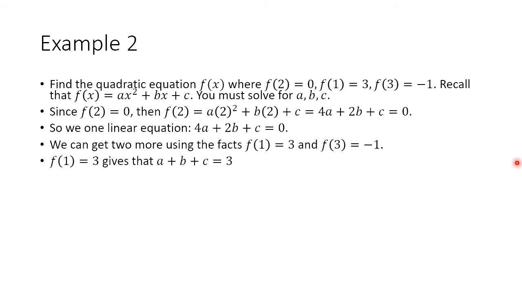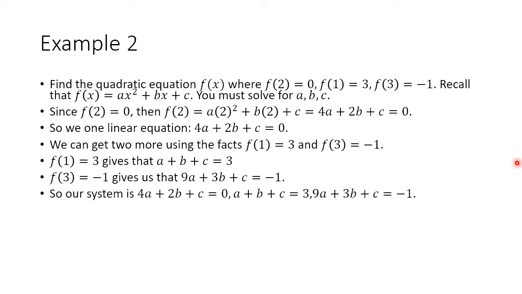So f of 1 equals 3 will tell me that a plus b plus c must equal 3, and f of 3 equals negative 1 will tell me that 9a plus 3b plus c has to equal negative 1. So this gives our linear system to be 4a plus 2b plus c equals 0, a plus b plus c equals 3, 9a plus 3b plus c equals negative 1.